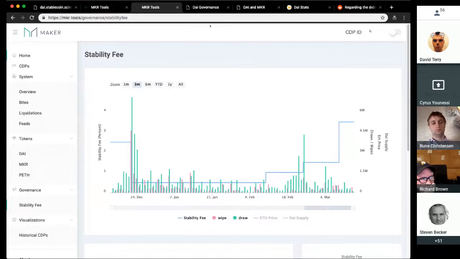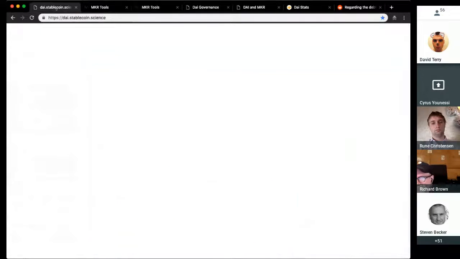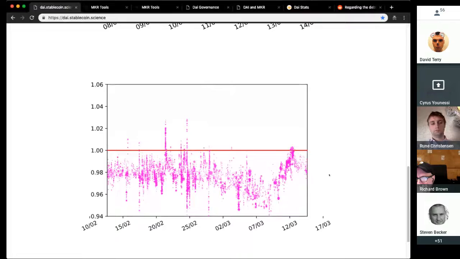In terms of statistical data analysis, that's about it. I think that it's clear that DAI price hasn't quite hit $1. It's been hovering around 98.5 cents for the past 3-4 days.